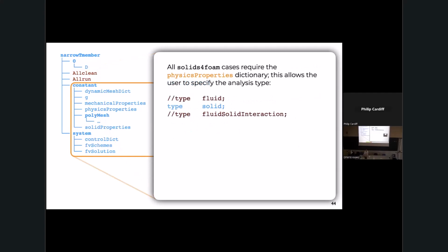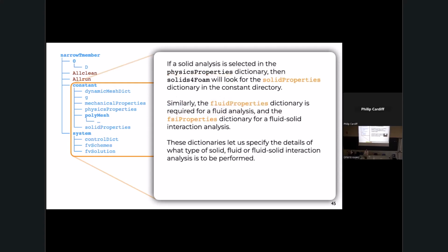And the only things that are different from a standard OpenFOAM case are the existence of a physics properties file. So when solids4foam first runs the solver, it looks for this physics properties file, and the only thing in it is whether this is a solid analysis, a fluid analysis, or a fluid-solid interaction. That just lets it decide if it's going to pick a solid model, a fluid model, or an FSI type model.